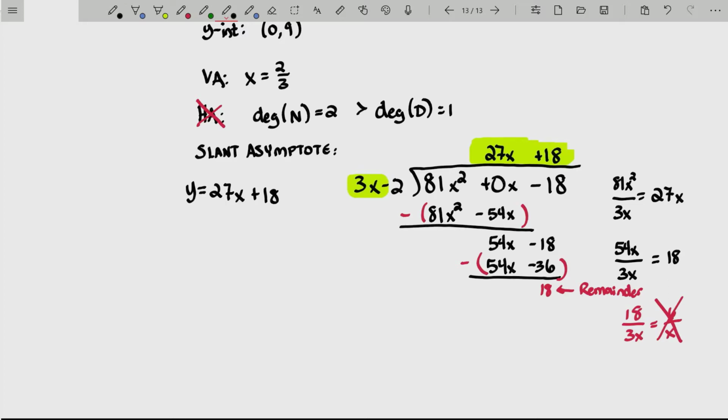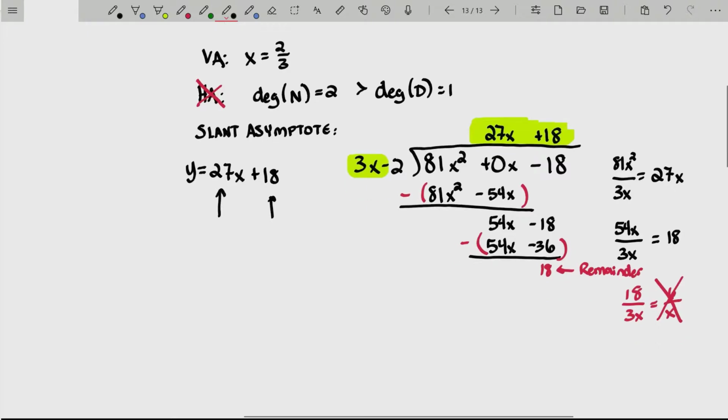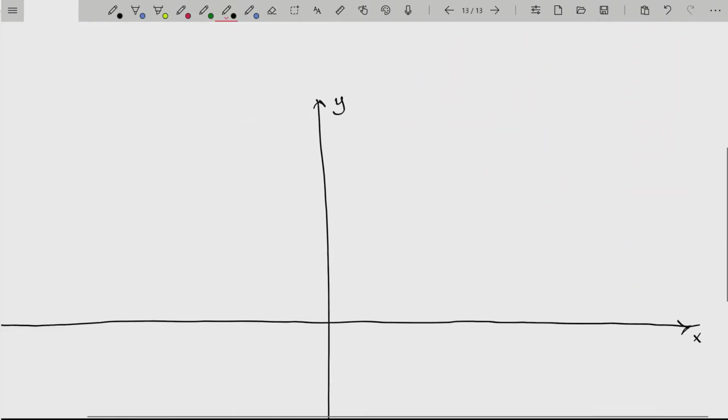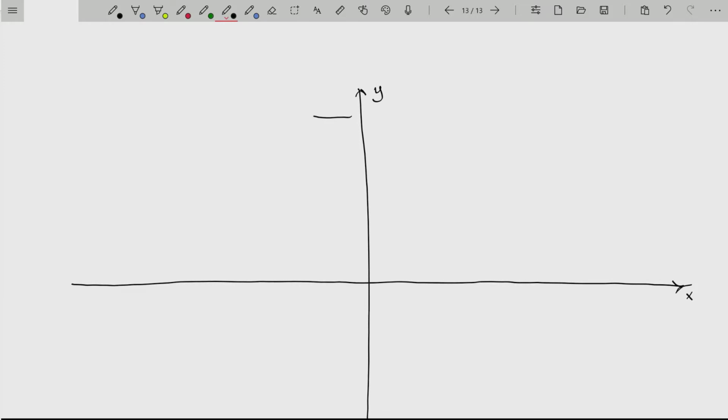Notice this is a line with a y-intercept of 18 and a slope of 27. So the rise over run is 27. That's ridiculous. So essentially I need to scale my y-axis in such a way that 18 doesn't occur way up here, because I need to also show it rising 27 units and running 1. So it's a ridiculous scale. But let's see how we could do this.